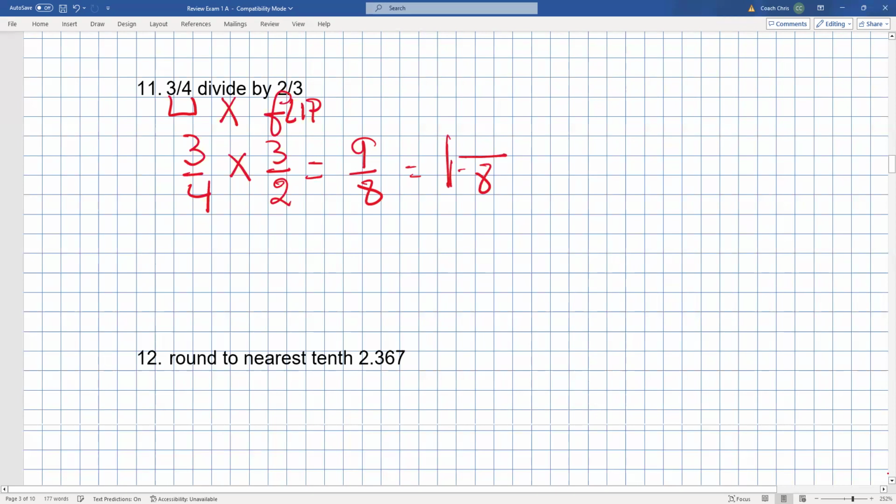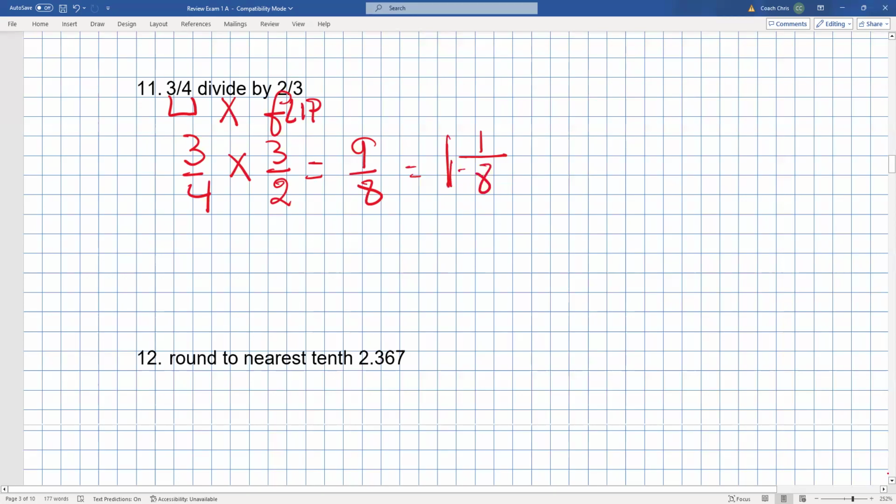All right, so 8 goes into 9 one time. The remainder is 1. All right, round to the nearest tenth. For you to round to the nearest tenth, it's the same thing as rounding to the first place after the decimal point. Round to the nearest hundredth means to the second place.